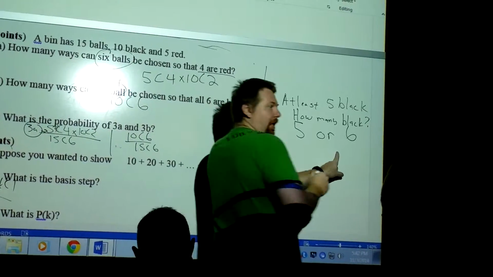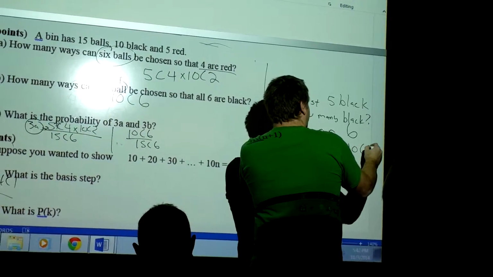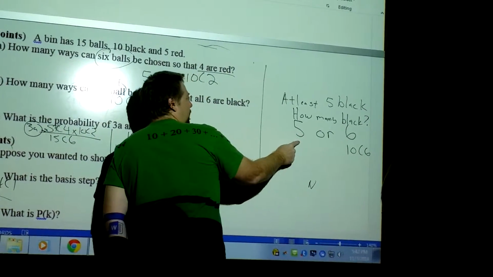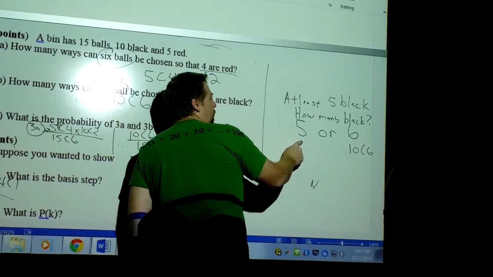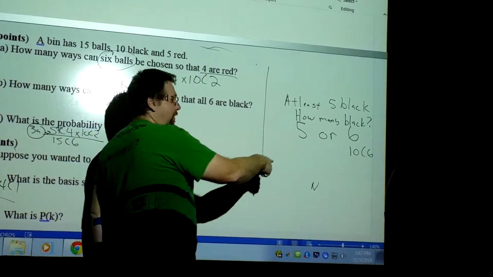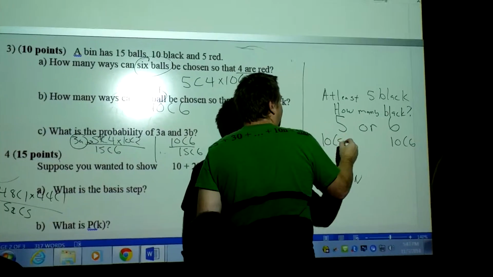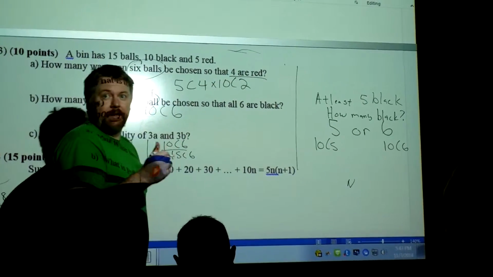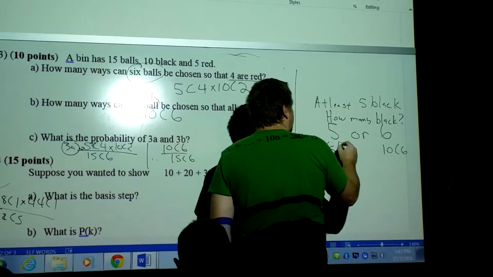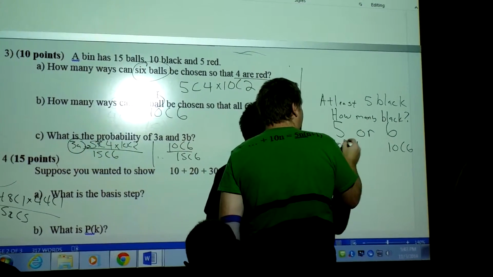You know how many options there are, right? 10 choose 6 times 10 choose 5. Let's do the 5 first, and we'll add it up. So what about 5? 10 choose 5 times 10 choose 5 gives you the black 5. 5 choose 1 gives you the red, that gives you 6.